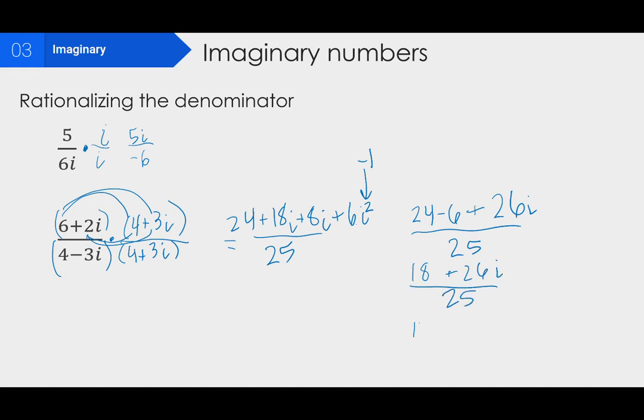And if you wanted to keep going, you could also put them both over 25. Write it as a complex number where they both get their own denominator. That works too. Okay, that is imaginary numbers.